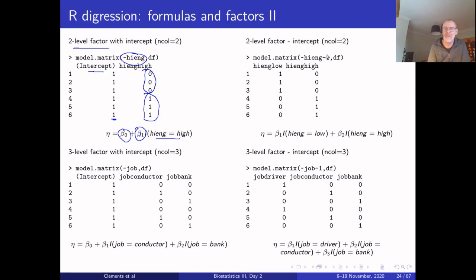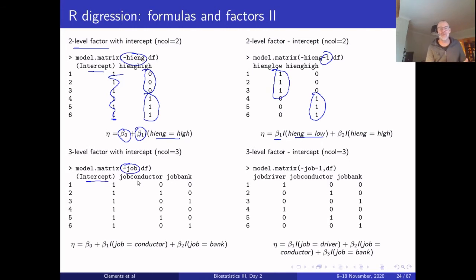Then if we remove the intercept term, strangely enough, it doesn't drop this term at all. What it does instead is give us an intercept for those which are low energy and an intercept for those that are high energy. So the linear predictor is equal to beta 1 times I(high energy equals low) plus beta 2 times I(high energy equals high). Now this broad pattern, if we do it for job, then we get the intercept term.